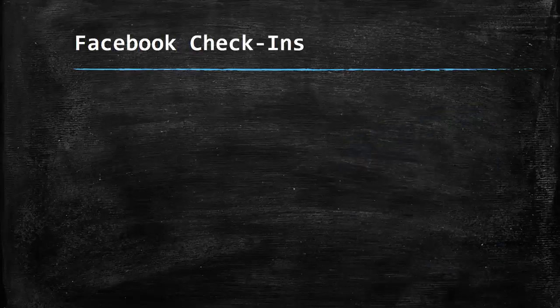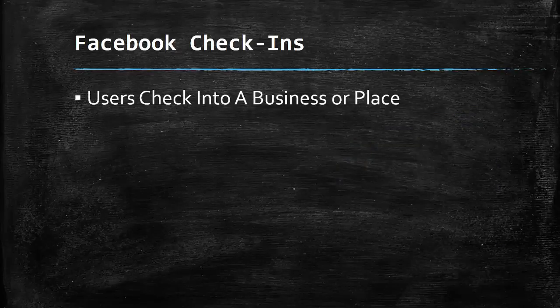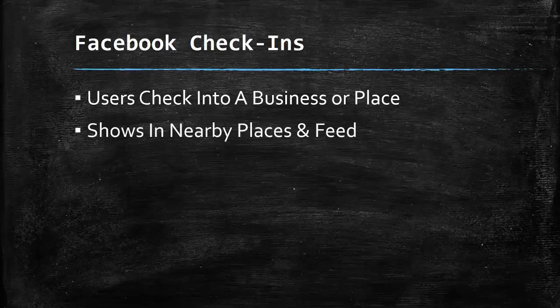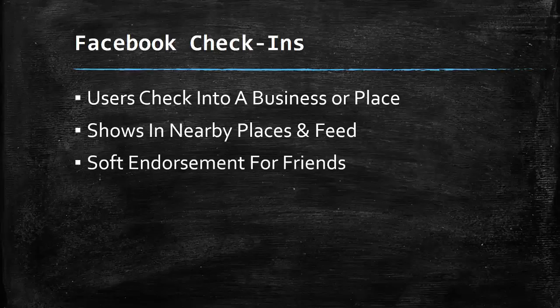Now, check-ins are very important in this system. The user checks into a business in place when they arrive. It'll show their friends that, hey, that's where I am. This will show inside of any nearby places and inside of the feed, and is basically a soft endorsement of that business for their friends. This is a massive sharing tool. This is something that you can use to really sell a business on expanding their reach and getting more customers, saying, hey, how would you like to be configured to have your customers recommend your business to all their friends?